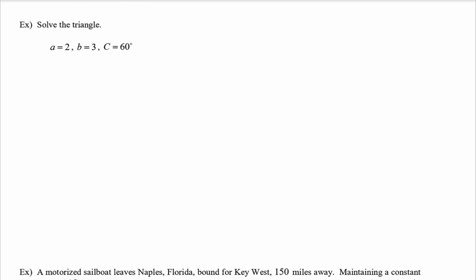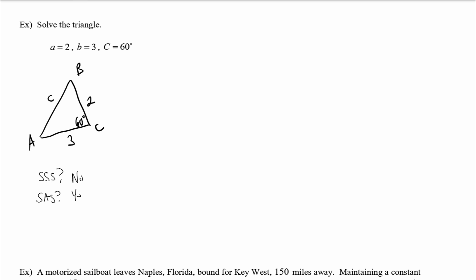All right. Now this time, notice I know two sides and an angle. Let's see what that looks like. So here's my triangle. Again, not drawn to scale. I just need something to label. Side A is 2, side B is 3, and this angle is 60 degrees. So this is side C. So do I know all three sides? No. Do I know two sides and the angle between them? Yes. So this is going to be the law of cosines.